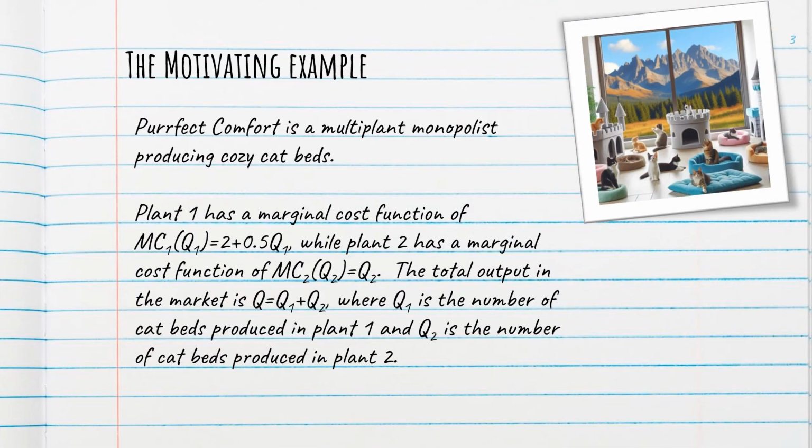They operate out of more than one plant, and plant 1 has a marginal cost function of 2 plus 0.5Q1, while plant 2 has a marginal cost function of Q2. Additionally, we're told that total output in the market is the sum of Q1 and Q2, where Q1 is the number of cat beds produced in plant 1 and Q2 is the number of cat beds produced in plant 2.